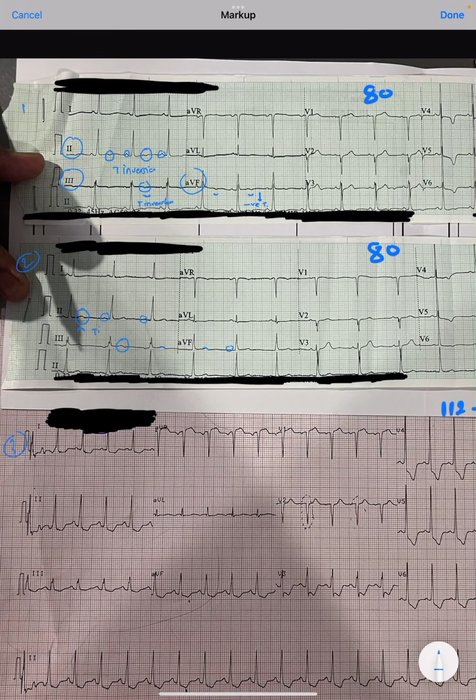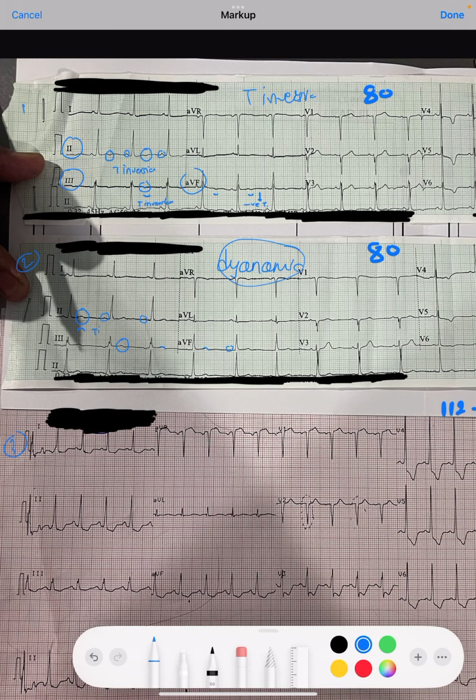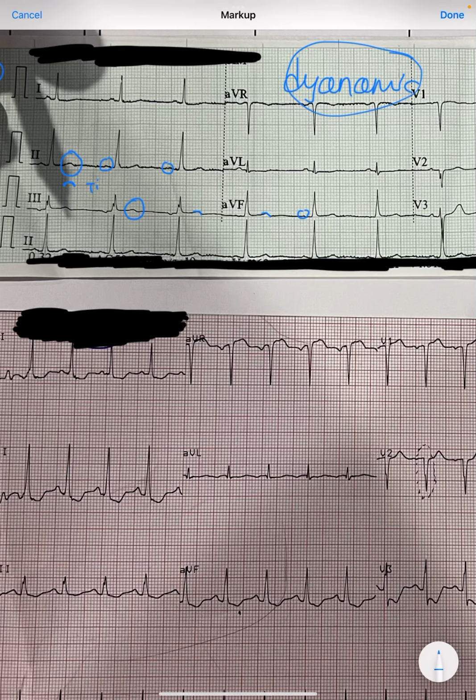So what we call this is dynamic changes. It means the patient may have ongoing ischemic heart disease, or ongoing ischemic coronary artery disease, that very commonly causes T inversion. So the presence or new onset of T inversion can significantly indicate that the patient may have coronary artery disease. The other things which can tell us about ischemic heart disease are ST depression or significant T wave inversion.